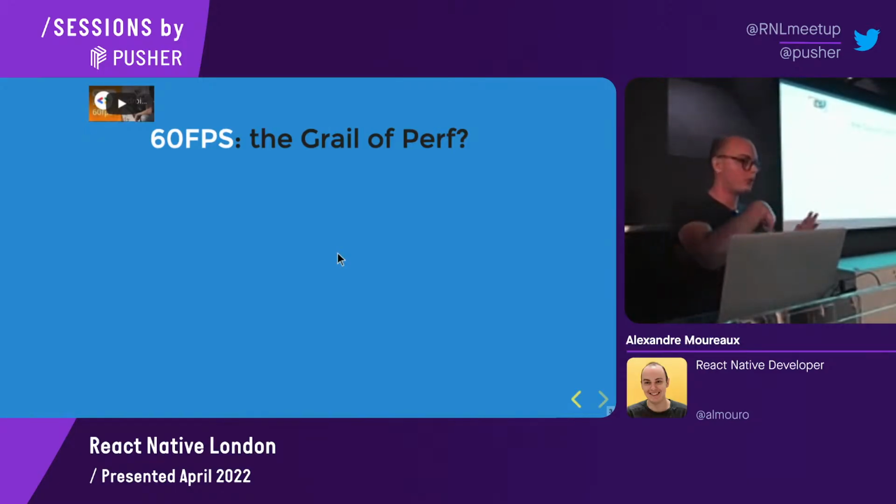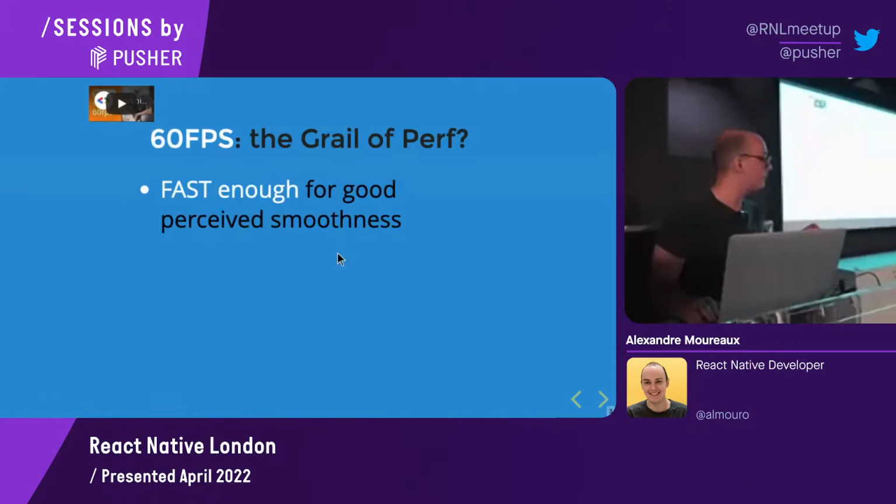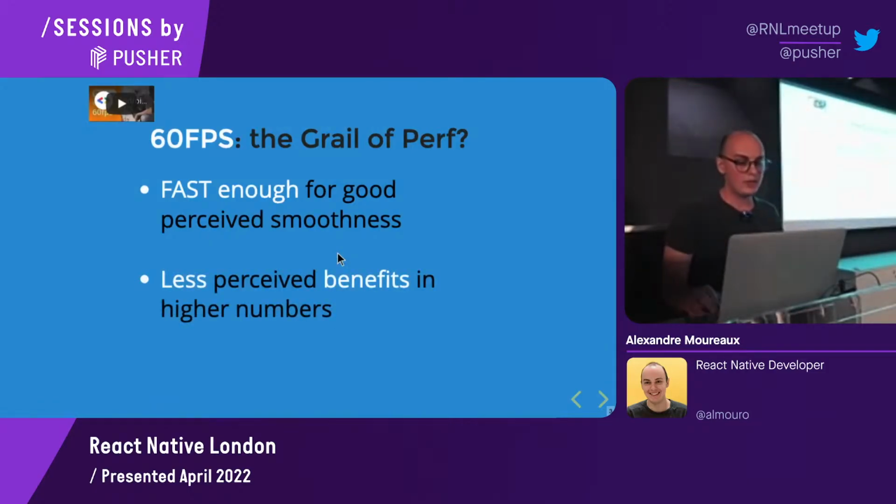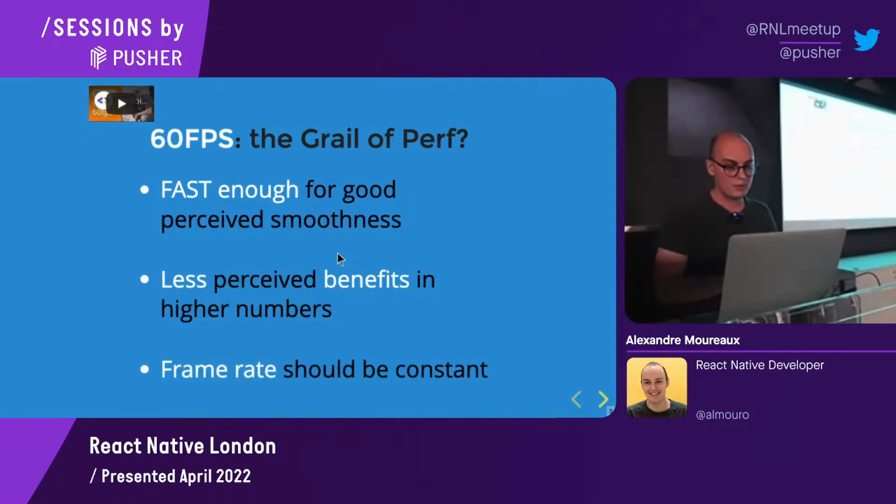So for example, if you scroll your device, your app is responsible for being able to show 60 images of your app per second, so that it feels smooth. So why 60? Well, it's fast enough for the human eye, usually. There's less perceived benefit in higher numbers, although that could be arguable. And one important thing is that the frame rate should be constant. If your app is displaying 60 frames per second, but suddenly it shows only 50, you could say, 50 is close to 60. But usually the human eye is very good at spotting issues like that.